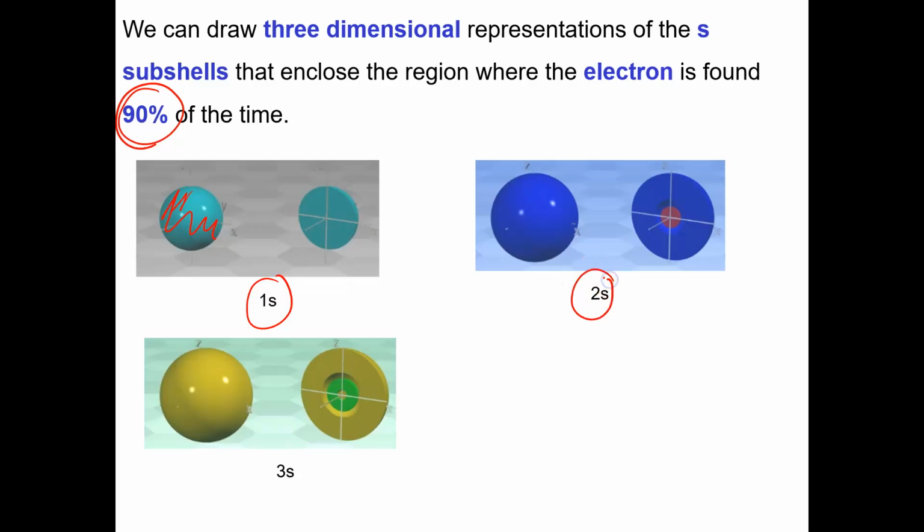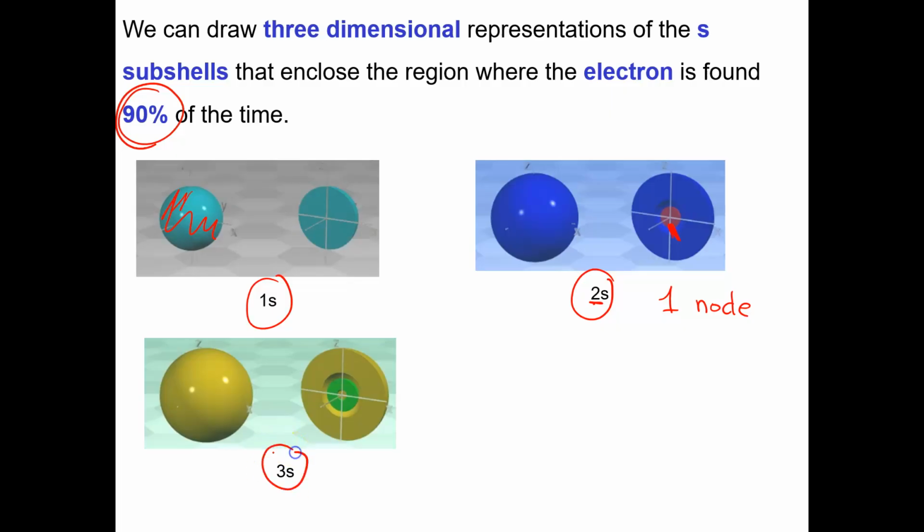For the 2s, again, because it's an S subshell, it's spherical. It's bigger now because we're out to n equals 2. And they've used a change in color in the cross-section to indicate that there is 1 node and also 1 region where the electron penetrates closer to the nucleus.